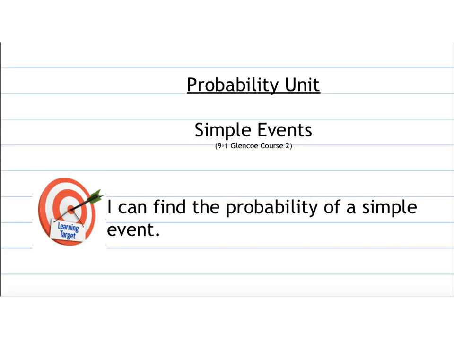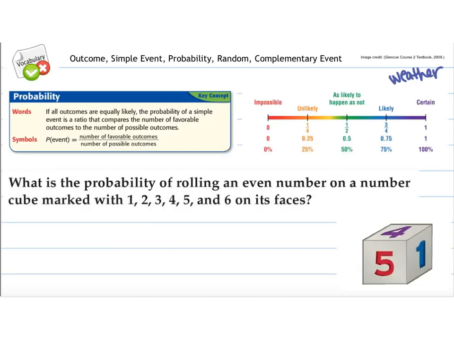Hello, youth probability unit. We are going to talk about simple events, and we're going to make it simple. So I can find the probability of a simple event. There's a lot of vocabulary in this unit, actually, for being so short. But we're going to make sense of it because probability is super common. So some vocab up there, just have a look out for that.